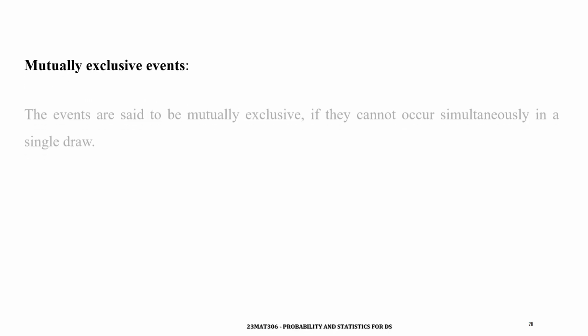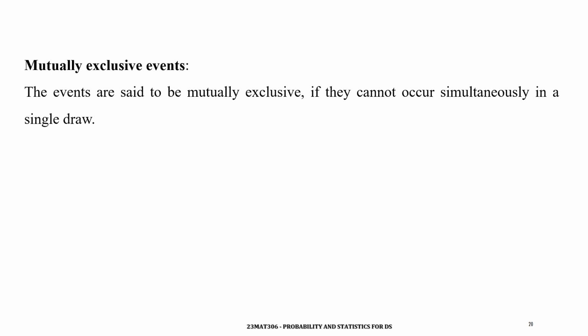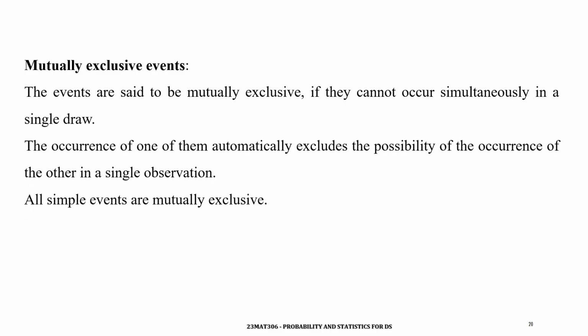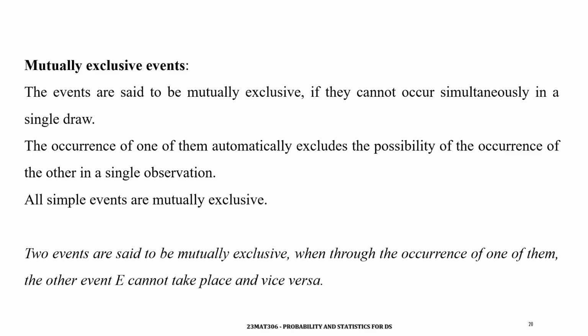Mutually exclusive events. Events are said to be mutually exclusive if they cannot occur at the same time. For example, getting a head and a tail in a single coin toss cannot happen together. These events do not overlap. So all the simple events are mutually exclusive. That is, the occurrence of one of them automatically excludes the possibility of the occurrence of the other in a single observation.